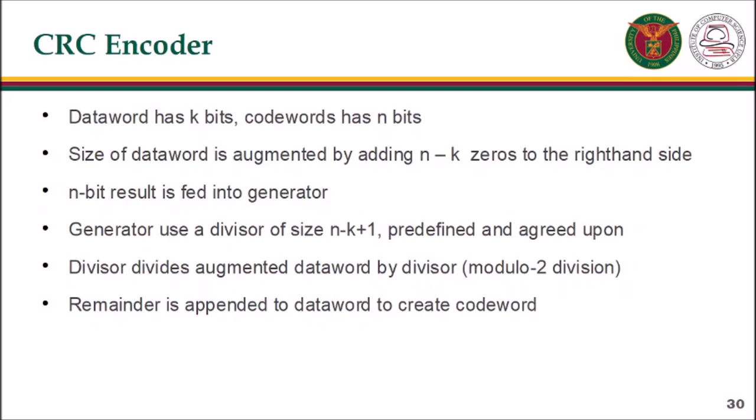A data word has k bits and a code word has n bits. The size of the data word is augmented by adding n minus k zeros to the right hand side. The n-bit result is fed into the generator. The generator uses a divisor of size n minus k plus 1. This is predefined and agreed upon. The generator divides the augmented data word by the divisor. The remainder is appended to the data word to create a code word.